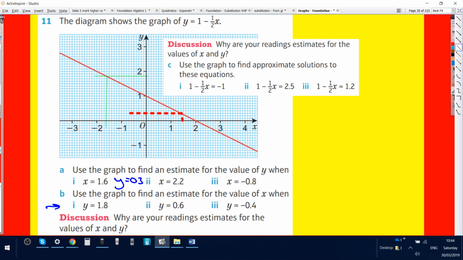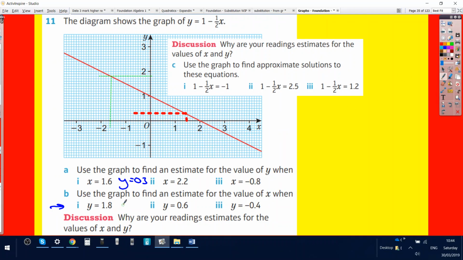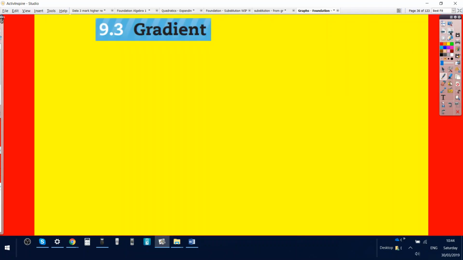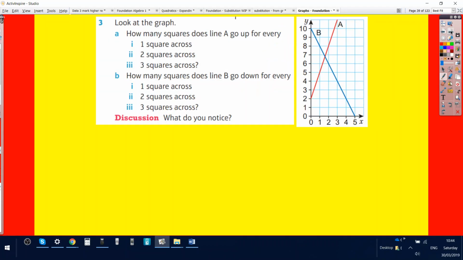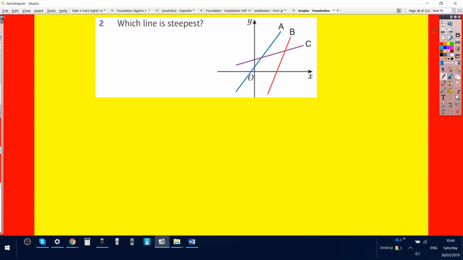No. Okay. This is when we did estimation, I was thinking, it's like the estimation question. We have to round it up to get an answer. Oh yeah, no, don't. Because you can just as easily get the answer, so you don't need to. Which line is steepest? Is it B? Yeah.